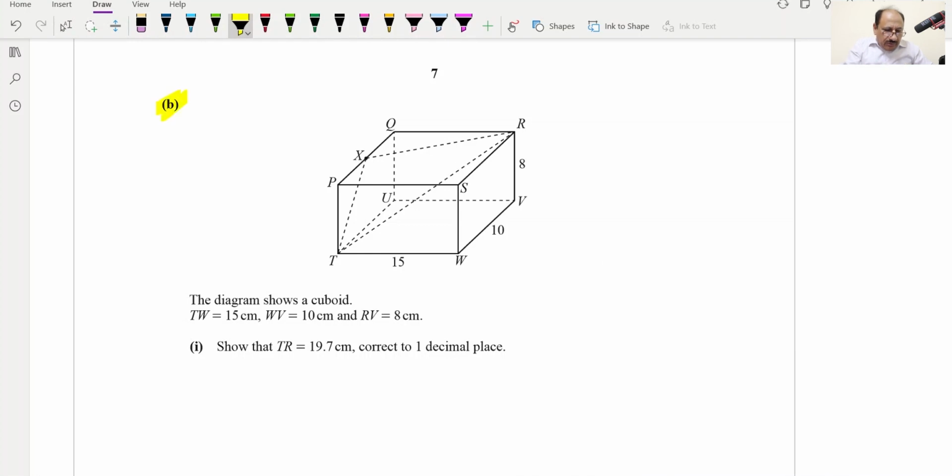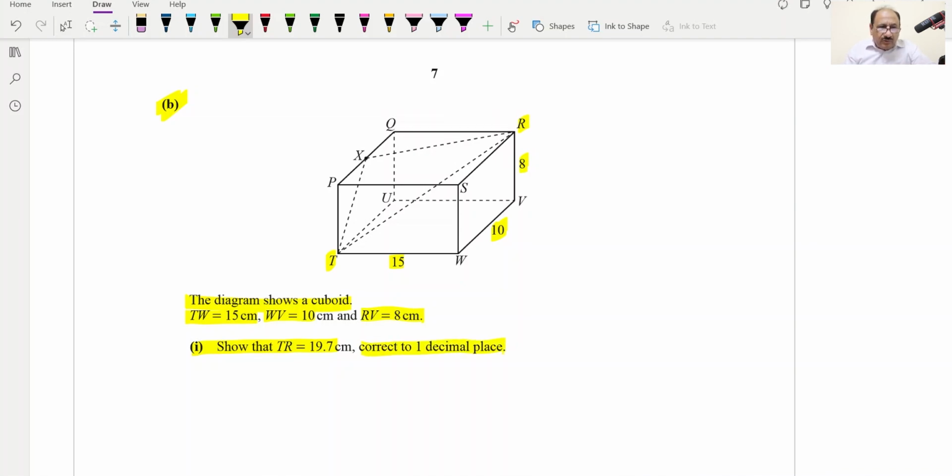So this B part, the diagram shows a cuboid. TW is equal to 15, WV is equal to 10, this is 10, and RV is equal to 8, RV height is 8. Show that TR is equal to 19.7. TR from this point to this point, correct to one decimal place.